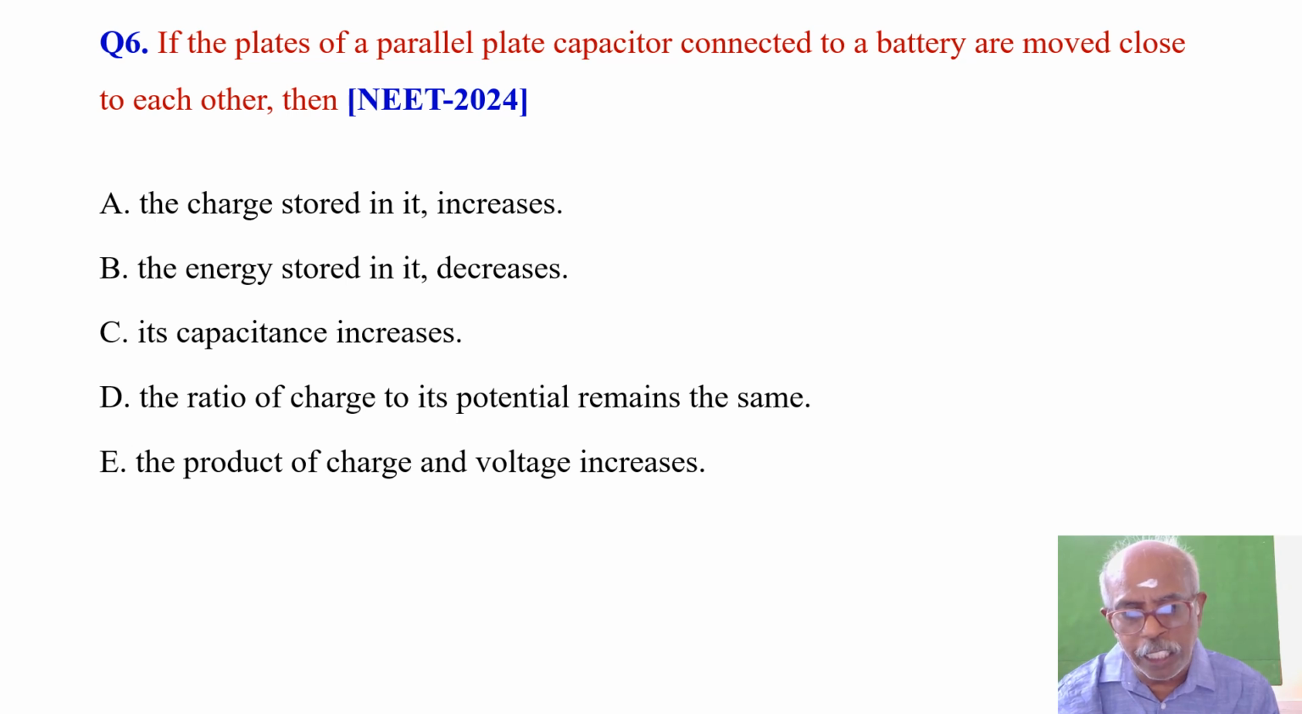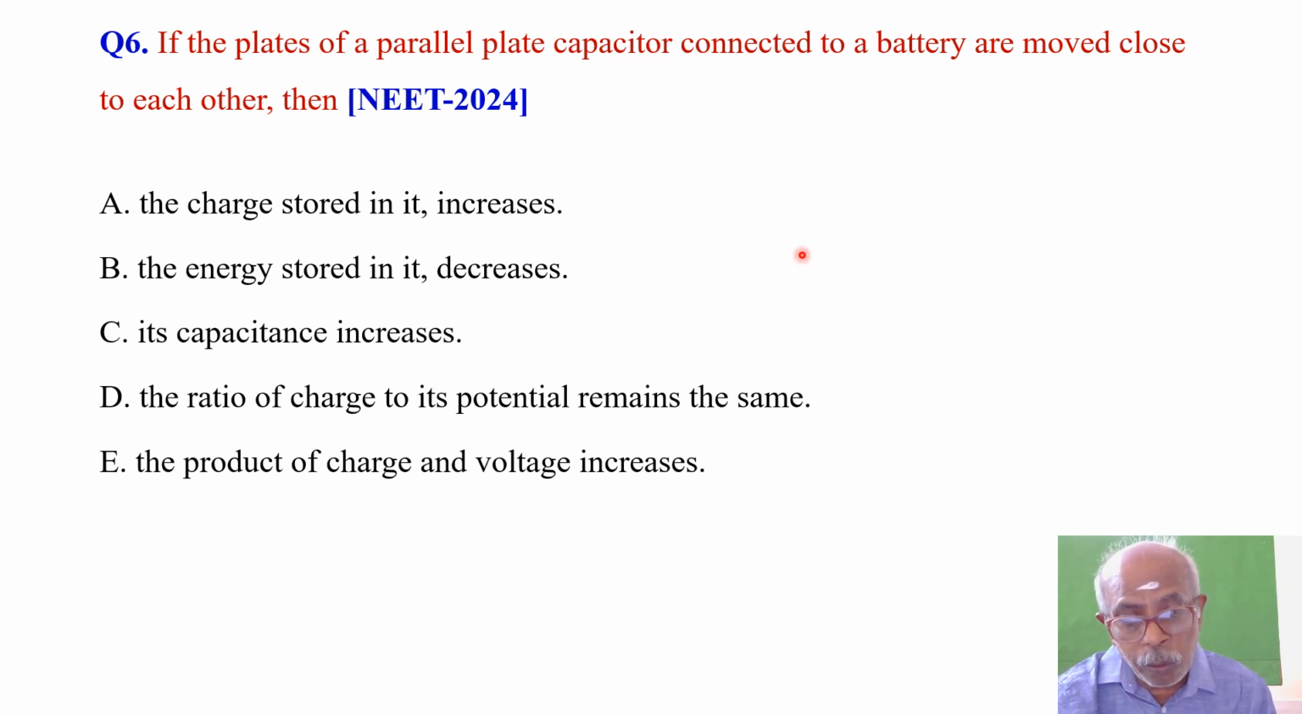Normally, C is equal to epsilon naught A divided by D. So, if the distance D decreases, when the plates are moved closer, the distance D will decrease, is it not? Then, what will be its impact? That has been asked in this question. This question has been asked in the NEET examination in the year 2024.